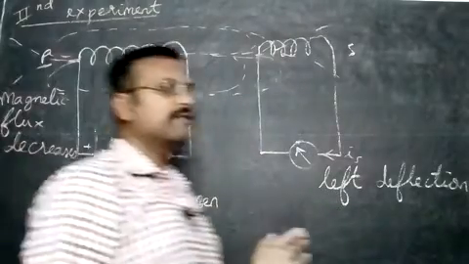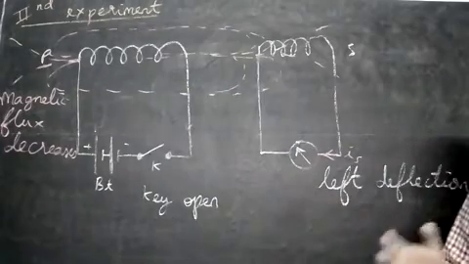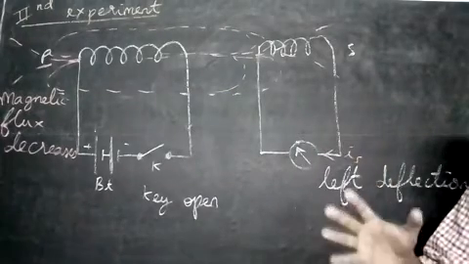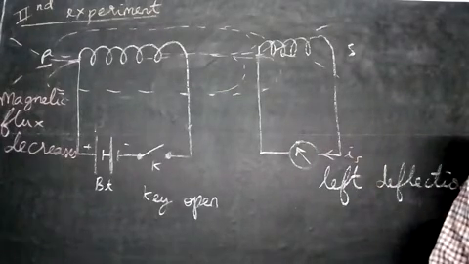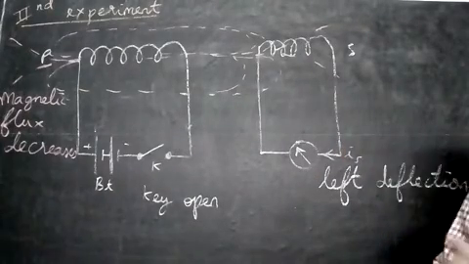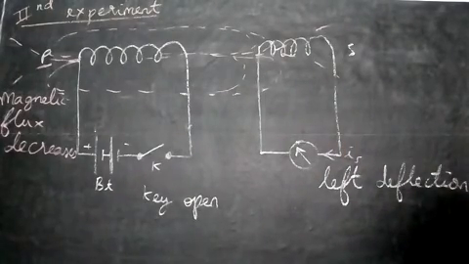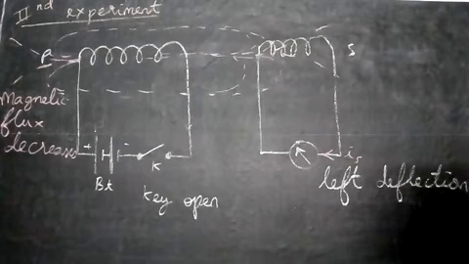This is a very, very important rule. It is used in transformers. There will be two coils in a transformer, a primary and a secondary coil, which we'll study later. So this is a very important experiment. From Faraday's first and second experiments we can learn Faraday's two laws also. Let us study them also.